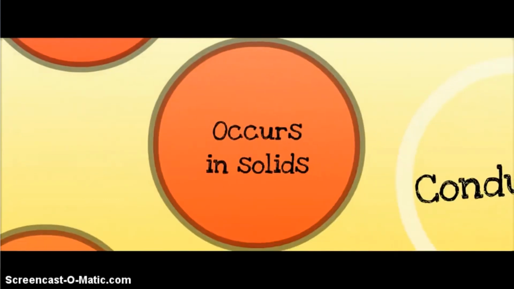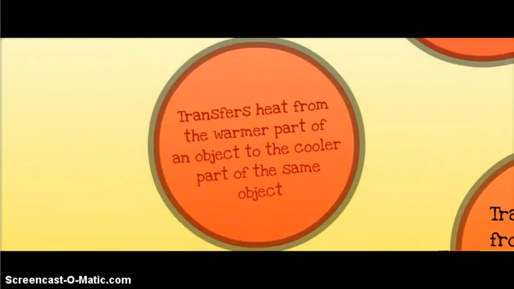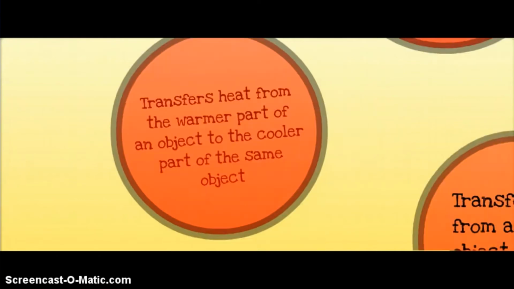It occurs in solids. It is a transfer of heat from the warmer part of an object to the cooler part of the same object. For example, if you have a pot that is on the stove, it's going to get hot on the surface that's touching the burner, and that will continue to move to the cooler part of the pot that is up at the top.